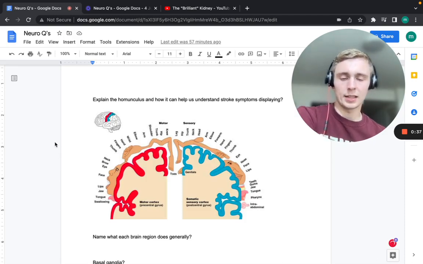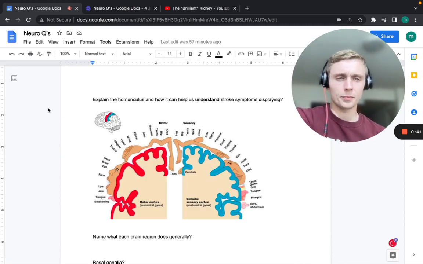Okay, welcome back, guys. So we'll continue with the neuro questions. Continuing along here, I wanted to include something on the homunculus and the concept of how that helps us understand the stroke symptoms and the middle cerebral artery, the posterior cerebral artery, and the anterior cerebral artery, and how we can just use this homunculus to easily understand that. So the question is, explain the homunculus and how it can help us understand the stroke symptoms.